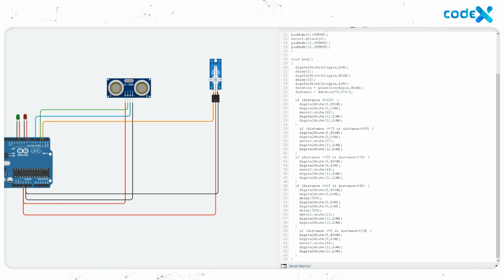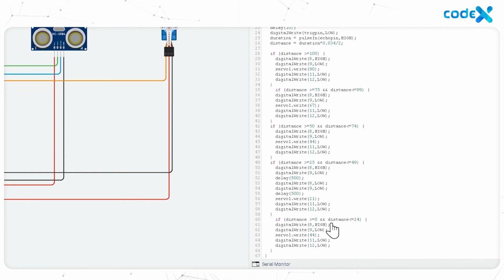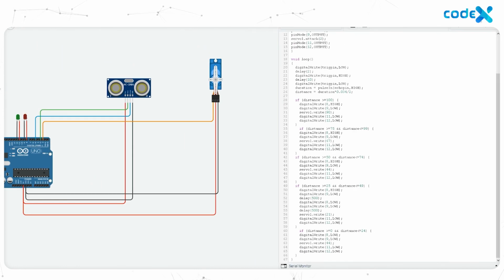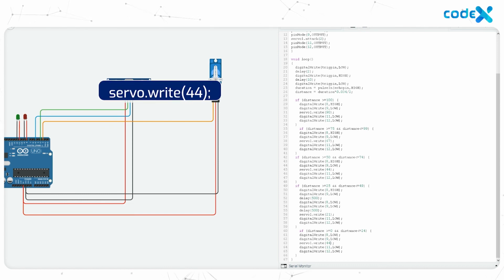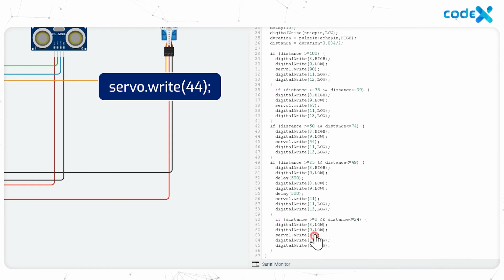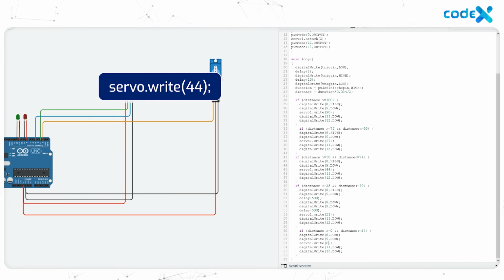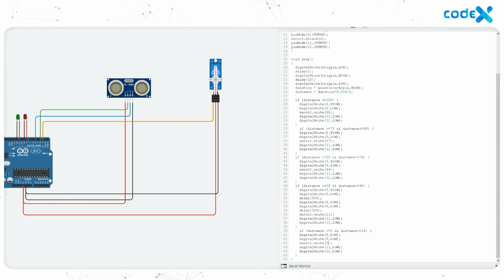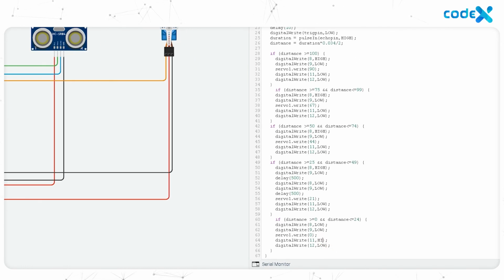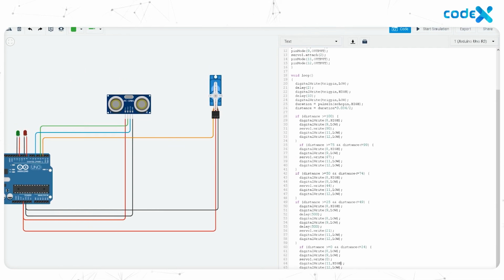The gate must be completely open, right? Let's change these codes to turn off the red LED. Change high to low. So we need to change the angle of rotation of the servo from 44 degrees to 0 degrees. In this syntax, servo.write 44, change 44 to 0 degrees. And that is to turn on the green LED. Set digital pin 11 to high. Yes, now the green LED will turn on.